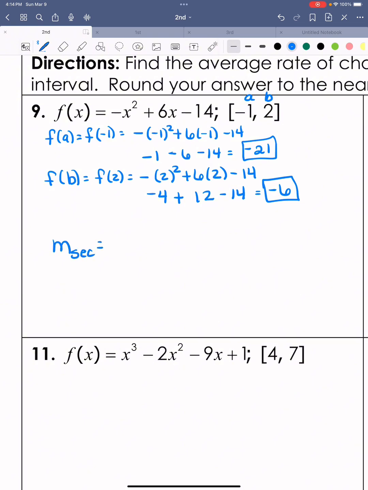The slope of the secant is, all right, f of b, which was negative 6, minus f of a, which was negative 21, over b, which was 2, minus a, which was negative 1. And negative 6 minus a negative 21 is 6 plus 21, so that's 15. And 2 minus negative 1 is 2 plus 1, so that's 3. So your slope is 5.